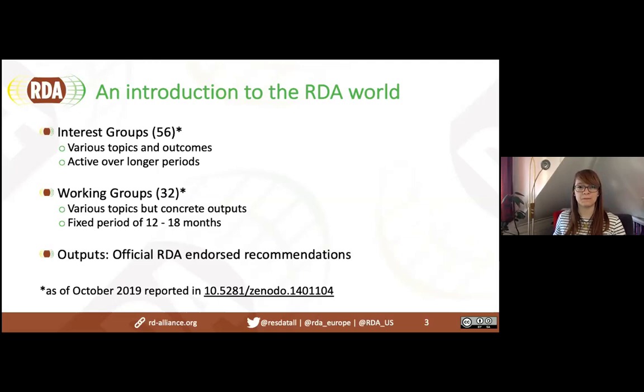And as most of you probably know, the RDA is organized in interest groups and working groups. Interest groups focus on various topics and outcomes, but are active over longer periods of time and do not have specific goals or timelines, in contrast to the working groups, which also focus on different topics, but have concrete outputs and usually work around a fixed period of 12 to 18 months.